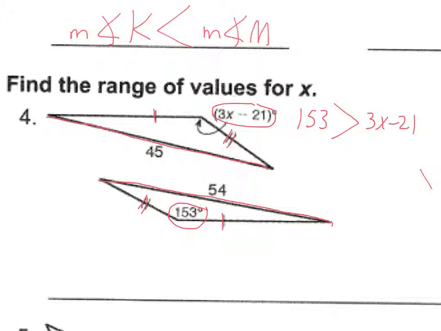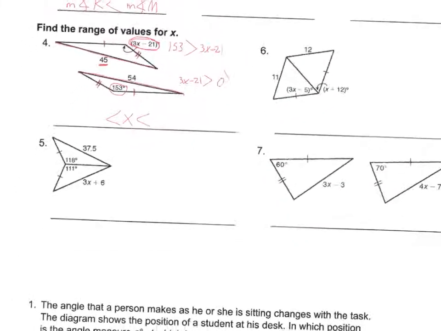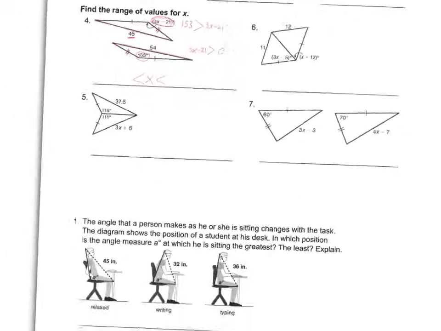Now when you do that, we remember that the smaller angle, which was opposite 45, has to be greater than 0. So we're going to write another inequality of 3x minus 21 greater than 0. When I do that, it's going to leave me with x being greater than something and x being less than something. And that's what you'll do on 5, 6, and 7. Okay?